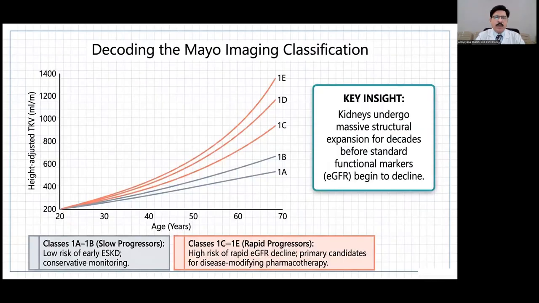Now you see here, 1A to 1E. As you move from 1A to 1E in the Mayo imaging classification, kidneys undergo massive structural expansion for decades before standard functional markers like eGFR begin to decline. So don't wait for the eGFR to decline or the creatinine to rise.